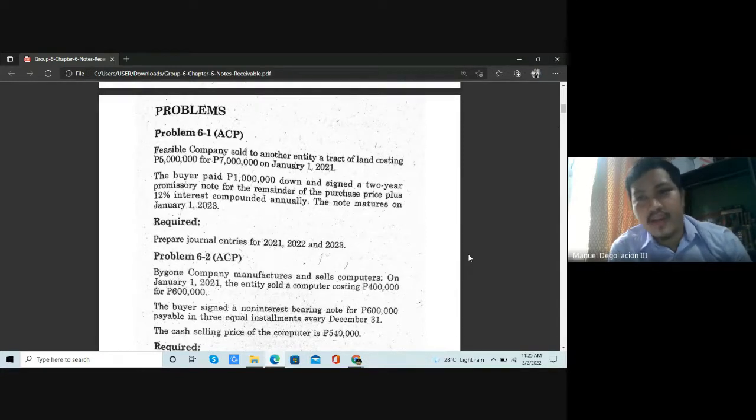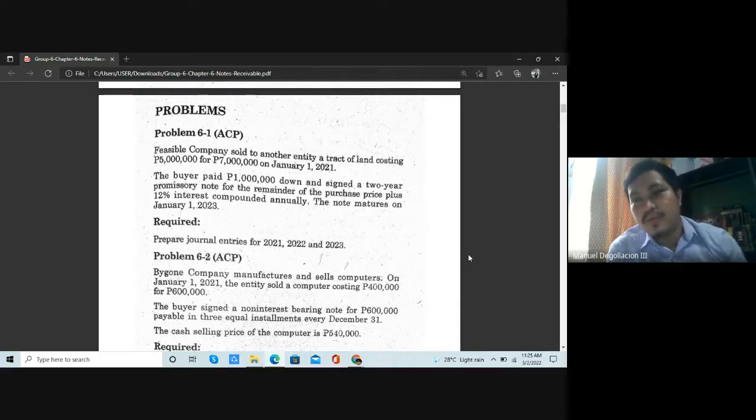So how did they get 7,440,000 class? The 6 million principal plus 720 in year 1 and another 720 for the second year, which is wrong because the interest earned in the second year is not just 720,000 but is actually 806,400.